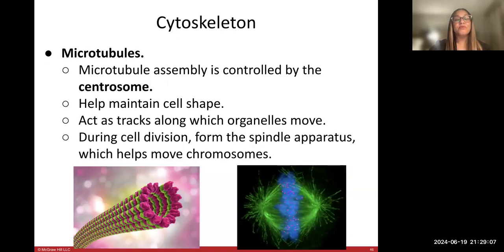Microtubule assembly is controlled by the centrosome. It helps maintain cell shape since they are the largest ones. It acts as tracks along which organelles move, and then during cell division, it forms the spindle apparatus, which helps move the chromosomes. Well, that picture on the right, the green portion, those are the microtubules forming the spindle apparatus. In the middle, all of that blue are chromosomes, and the spindle apparatus will pull those chromosomes apart during cell division.